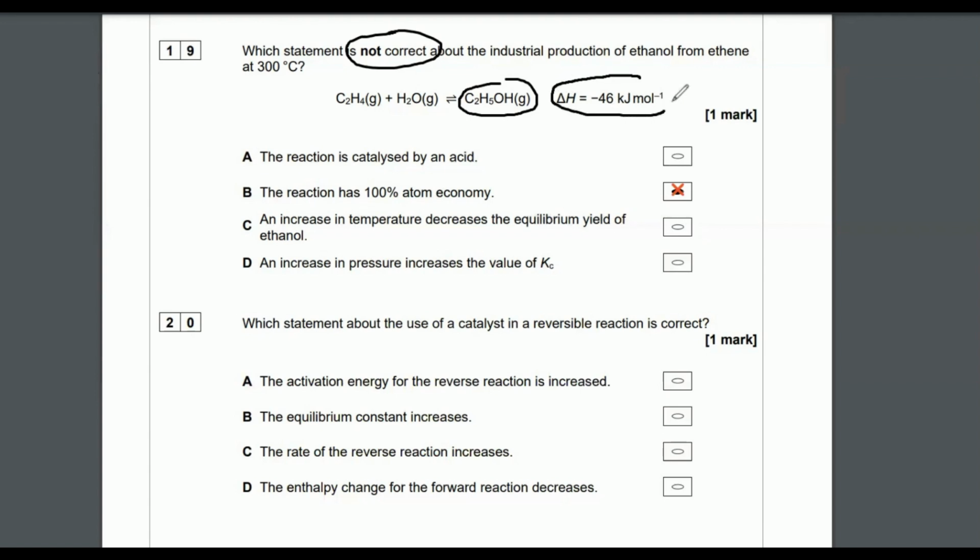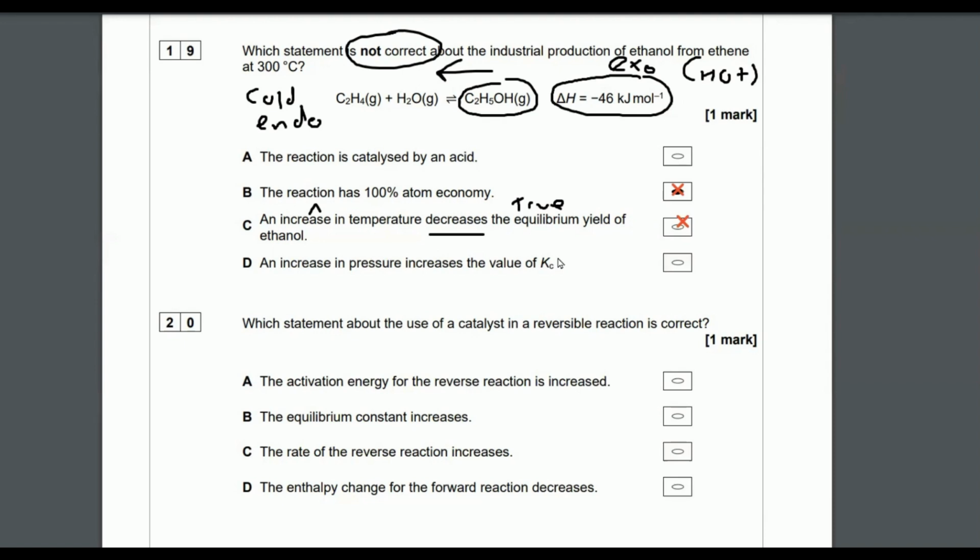It is exothermic, minus 46. That's exo. And I think of that as the hot side to the reaction. And that means that the left-hand side or backwards is cold. It's endothermic. If you increase the temperature, the equilibrium will shift to the cold side. Le Chatelier's principle, it will oppose the change. So it will try and absorb the extra heat and it will go to the endothermic side. So that is true. So that's also incorrect because that would decrease the yield of ethanol.